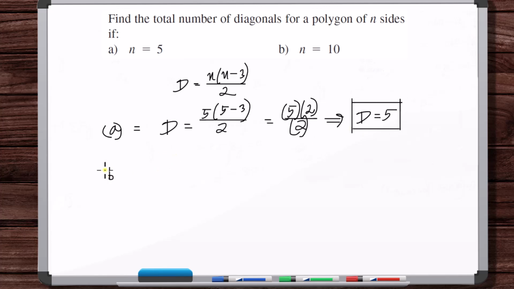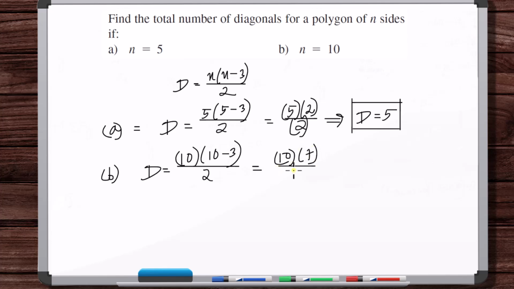Okay, now if n is equal to 10, then we've got D is equal to 7 times 5, which is 35 diagonals.